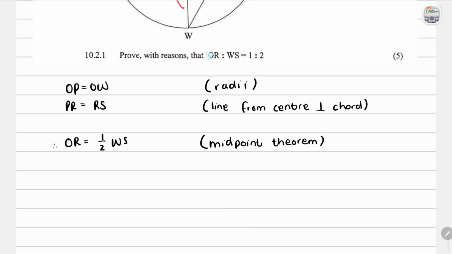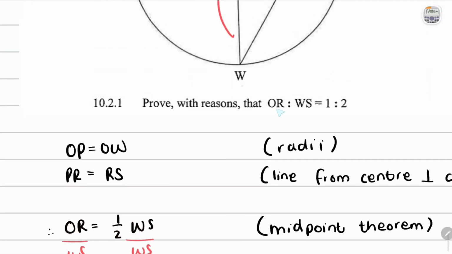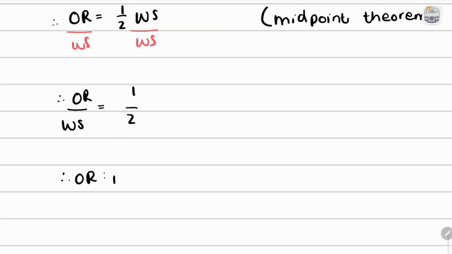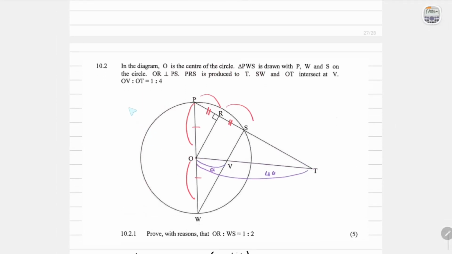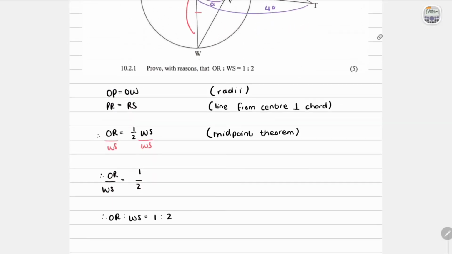Okay, so remember that this is what they want you to prove in this order. If you're saying that OR is equal to half the size of WS, then if you put them over each other, you could just decide, let's go ahead and divide both hand sides by WS, so that it looks like OR over WS. So this is simply going to be OR over WS is equal to a half, meaning OR is to WS is equal to 1 is to 2. And there we go. See, the same way we're able to express these ratios as 1 over 4 is the same way we're able to do that here. And that is the answer for 10.2.1.